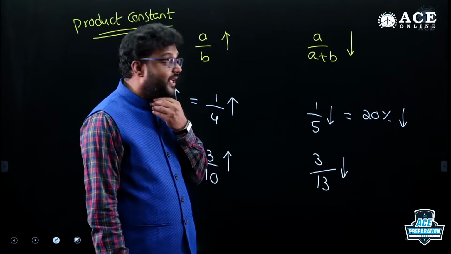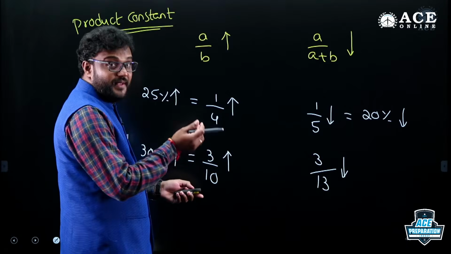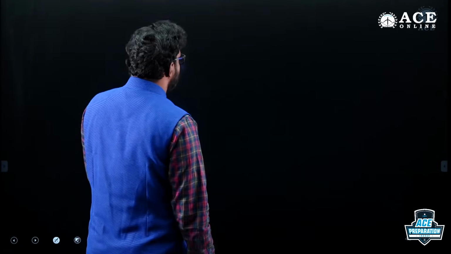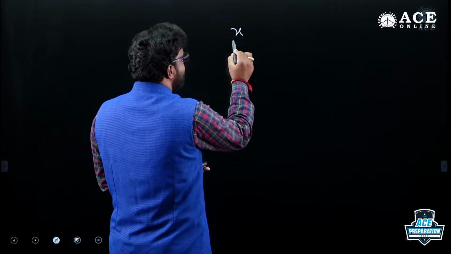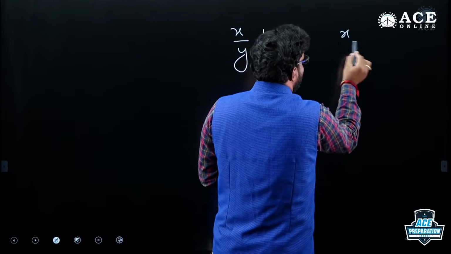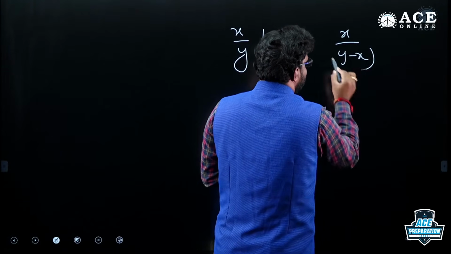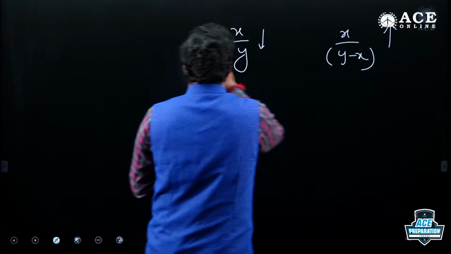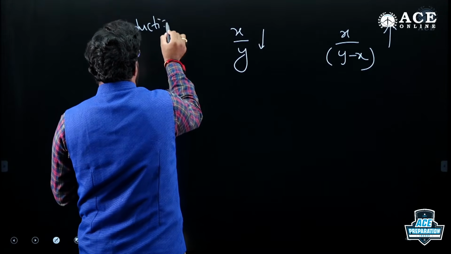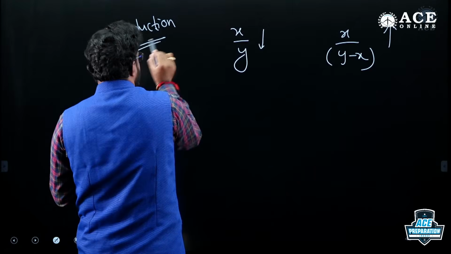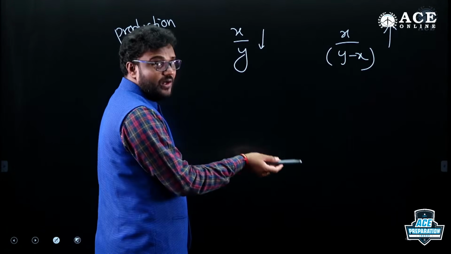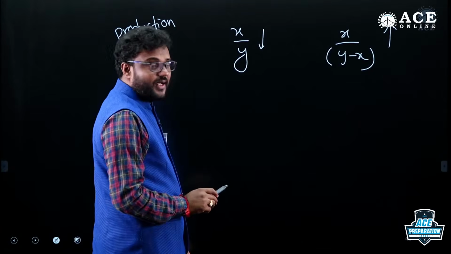Similarly, if it is X by Y decrease, then what do we have to do? The increase should be X by Y minus X. To maintain the product constant, if one is decreasing, the other should increase. Suppose you are decreasing by 20%, then how much should be increased? You can just calculate like this.